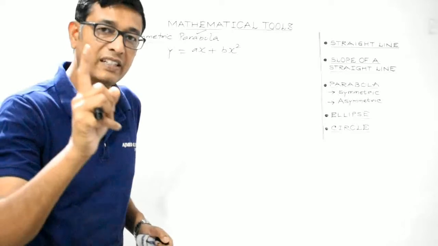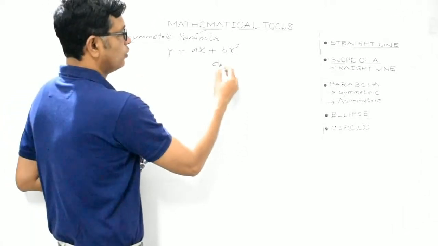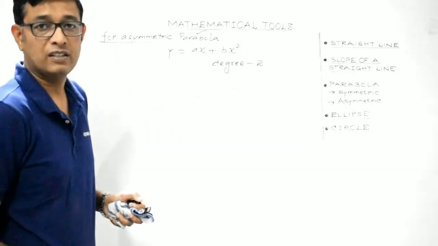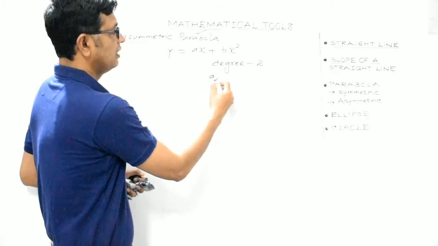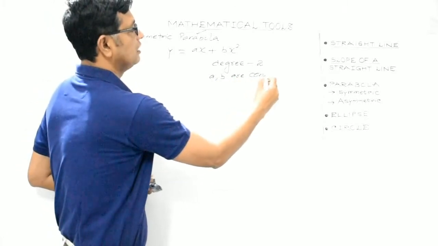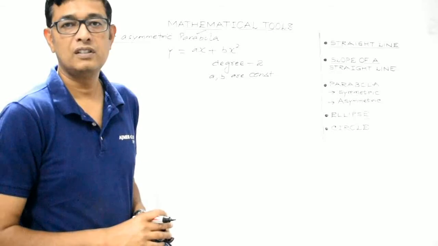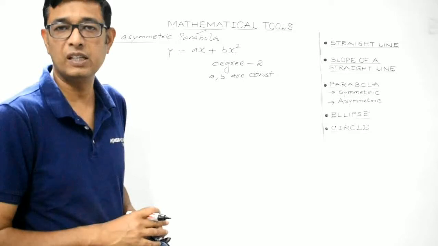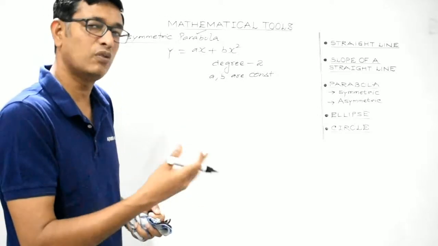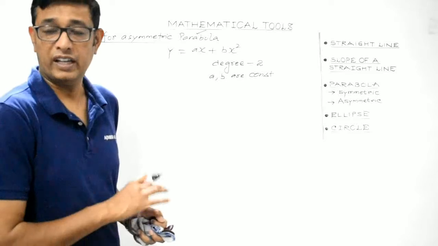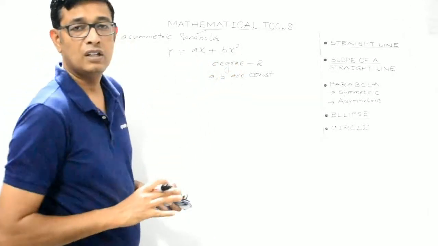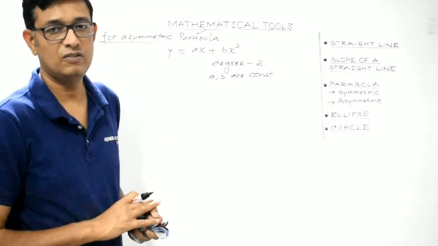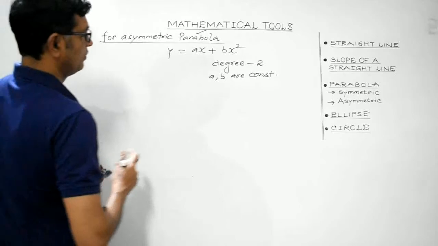So what should be the degree of the equation? It should be 2. The degree of the equation for a parabola should be 2. Right? Here a and b are constants. x, y, obviously, are the variables. One is the dependent variable, the other one is the independent variable. So any equation which is in this form, if you plot a graph in x and y, it should always be an asymmetric parabola. Right? Let's consider an example.